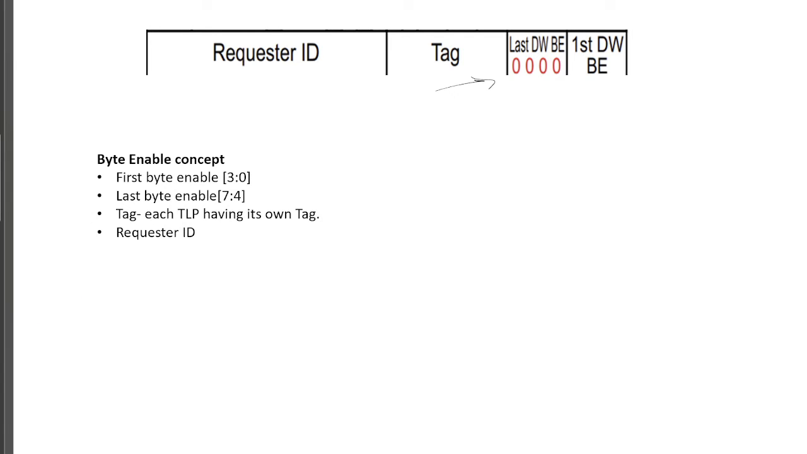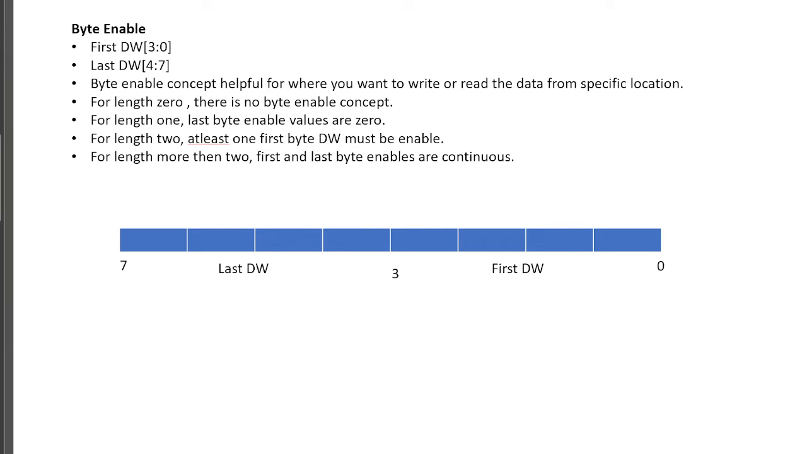Request ID also is specific: you have a request ID, a specific tag number, for sending a request from RC to EP. We'll see the concept of the first double word and last double word values with one example, and then you will understand more clearly. Byte enable means where you want to read data or write data at specific locations. Based on byte enable, you get the specific data. The first double word will be 4 bits and the last double word will be 4 bits, and each bit corresponds to 1 byte.